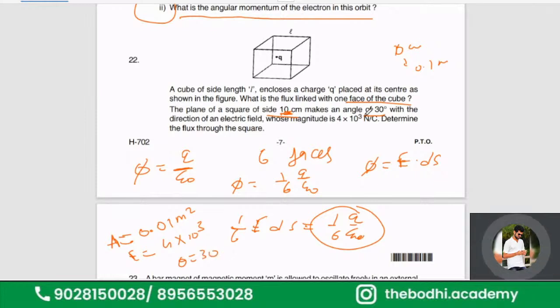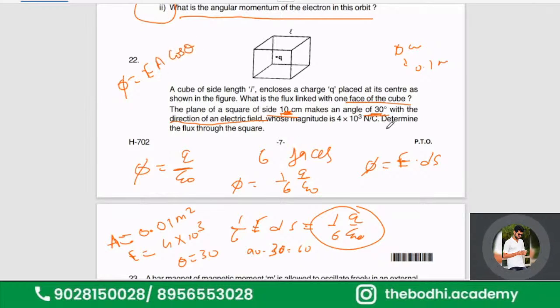Now, this angle, 30 degrees with what? It's not the same angle. This 30 degrees is with the direction of the electric field. So with the area vector, how much is it going to be? The angle with the area vector is 90 minus 30, which is equal to 60. Remember, whenever you are not given the direct area vector angle, and you are given the angle with the electric field, you have to subtract from 90. So that is 60. The final formula is phi is equal to E A cos theta.